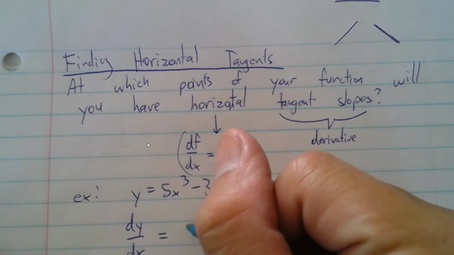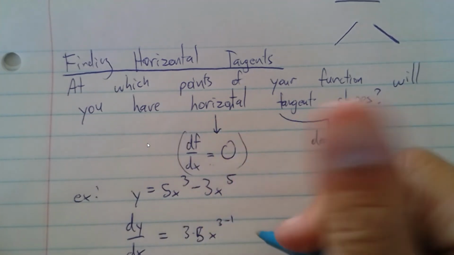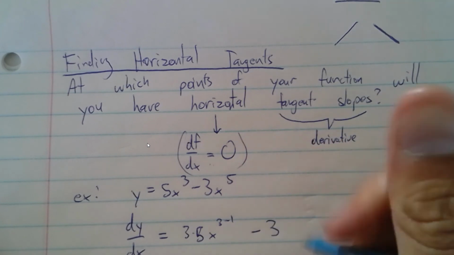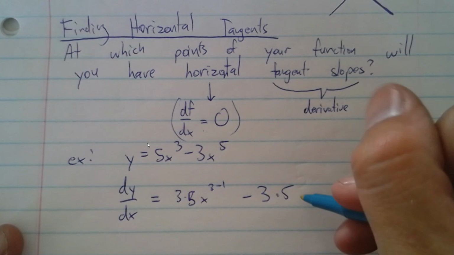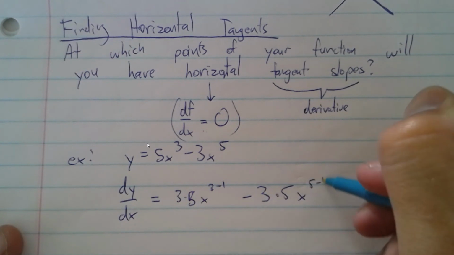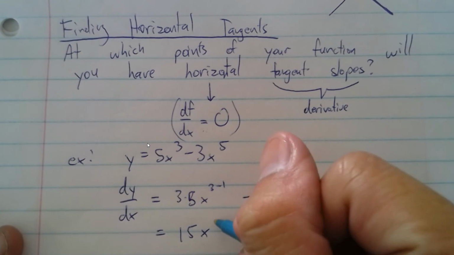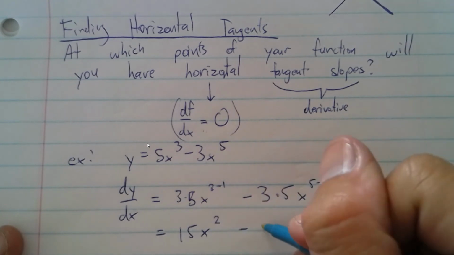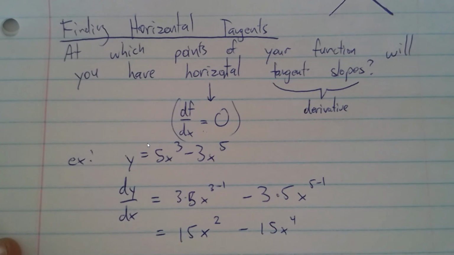I will get 3 times 5 times x to the 3 minus 1. I know it's weird the way you're seeing it, but I have to make sure you have it written the full way. It's 3 times 5 times x to the 5 minus 1. You don't have to write it my way. You can just do the derivative. But what I got was 15x to the second power minus 15x to the fourth power. Is that correct? Did you guys get that?